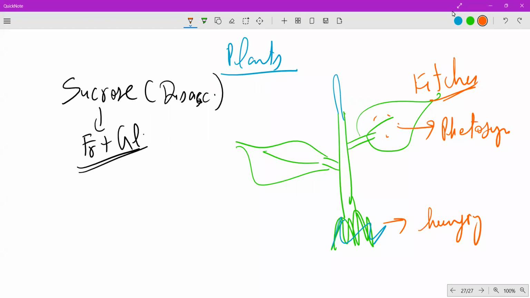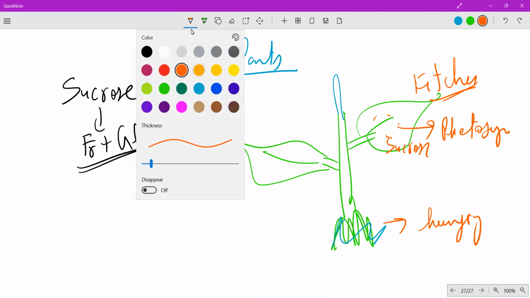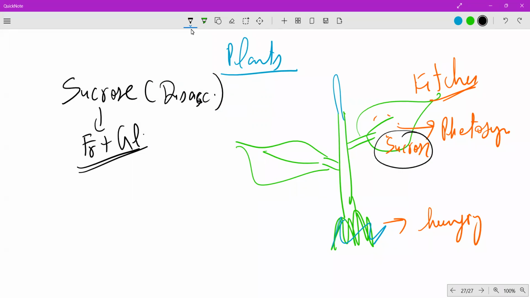So what is that food? That is sucrose. Always remember, sucrose is the transportable form of sugar. If food has to be transported from one part of the plant to another, say from leaves to the roots, in what form will it be transported? It will be transported in the form of sucrose.